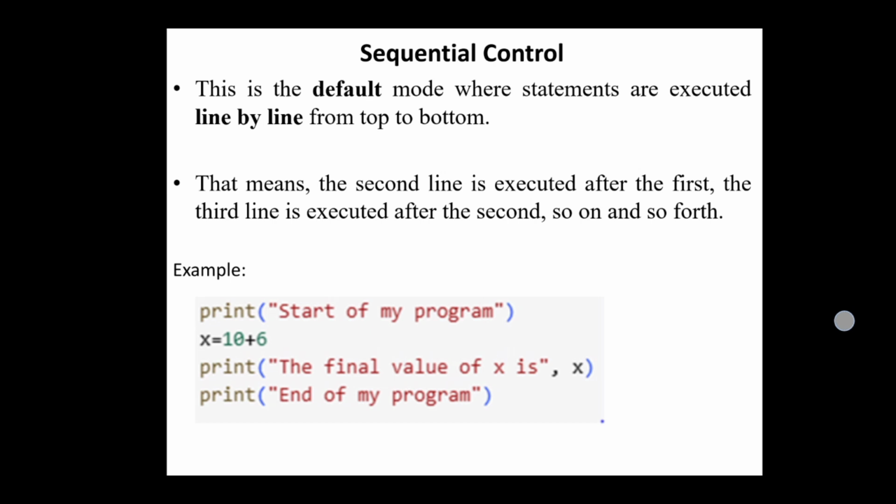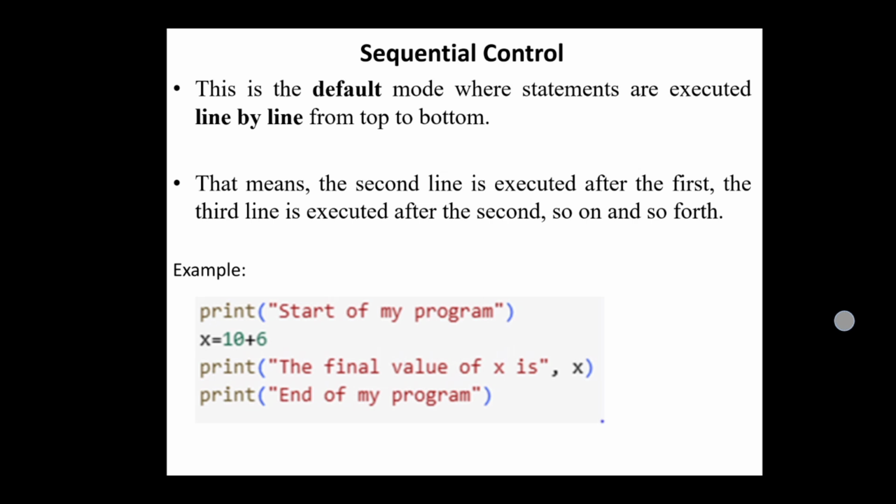This is the coding part. In sequential control, the first line, start of my program, will display because it is under double quotes. After that, 10 plus 6 will be added, that is 16, and stored in x. x is a variable, and now x is 16. In the third line, the final value of x is 16. And in the fourth line, the output is end of my program. This will be displayed on the screen.